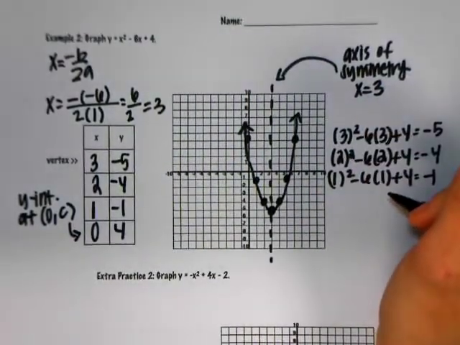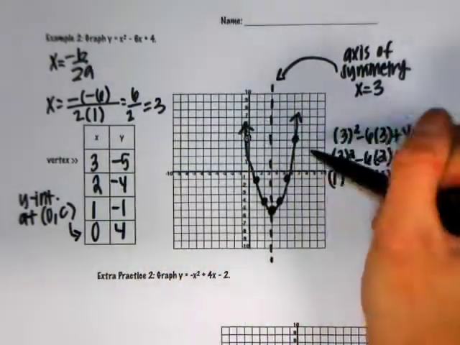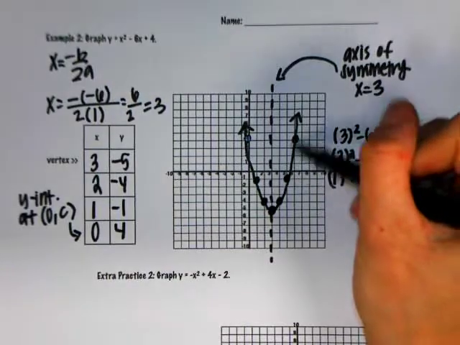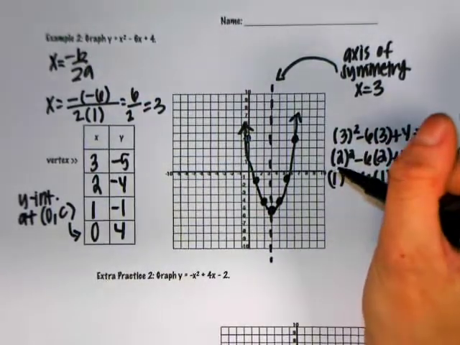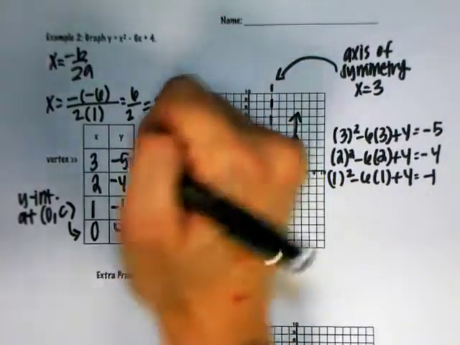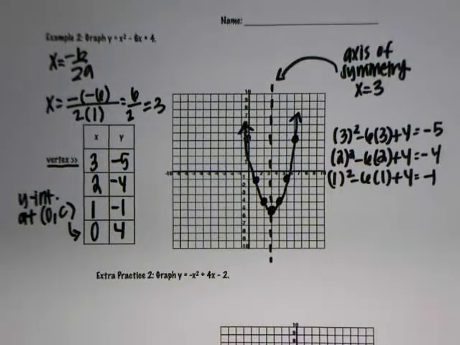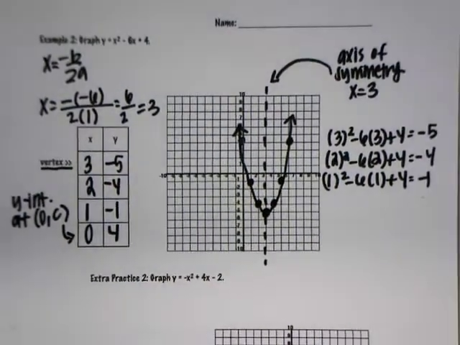Wait, how come there's one at the top though? That's my (0, 4). Or if I counted up, (6, 4). But this is the center of your graph always. Your vertex is always the center of your graph. Does that kind of make sense? Okay, go ahead and try the next one.